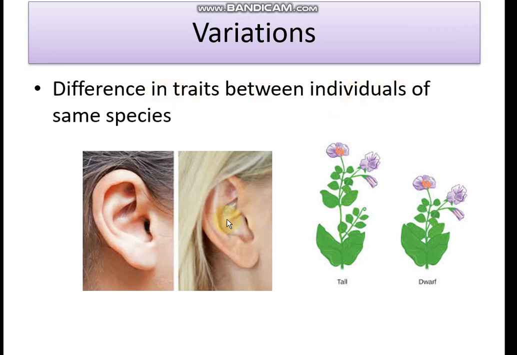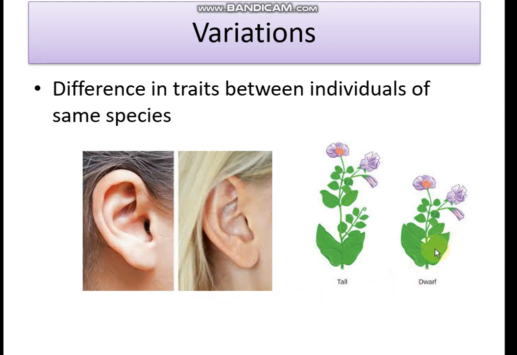Like here is an example of jointed and disjointed earlobe. You can see that the trait is the same, that is of earlobe, but some people have jointed earlobe. Over here you can see that this earlobe is jointed, while some people have disjointed earlobe. Now this condition is called variation. The people are of the same species but they have slight differences in their appearance, and this is variation.